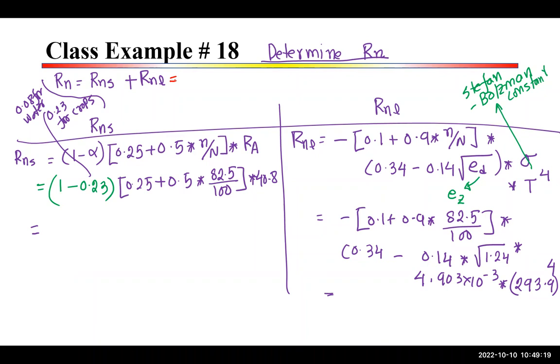Okay, we have 2 minutes. I think we can finish that. Aiden, what number did you get for shortwave radiation? Okay. And do you have anything for RNL? Negative 5.61. Okay. Anyone else got something close to that?